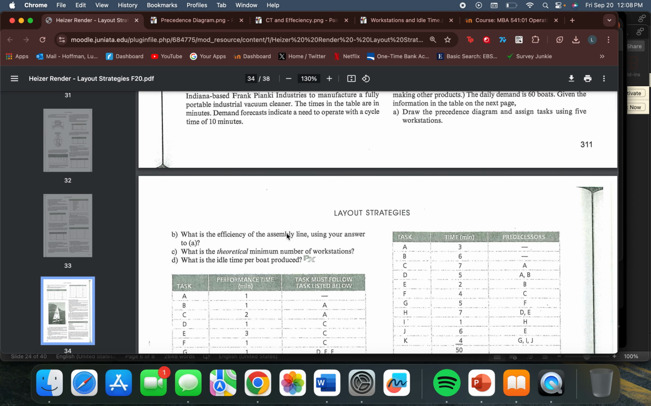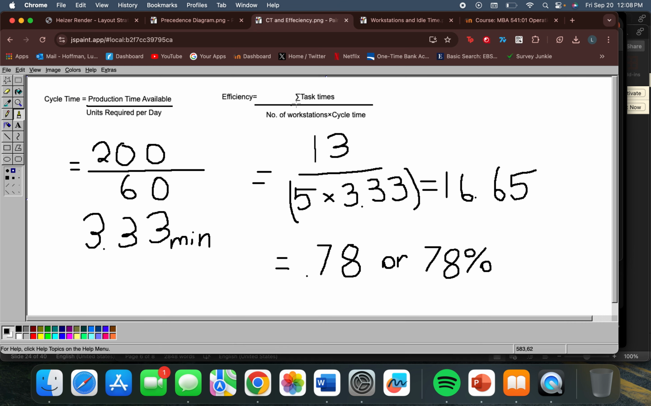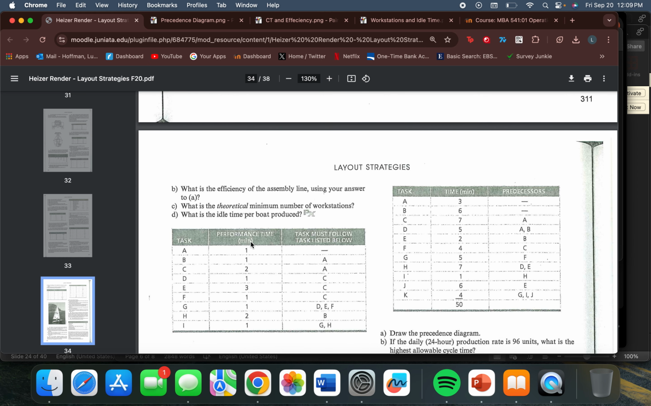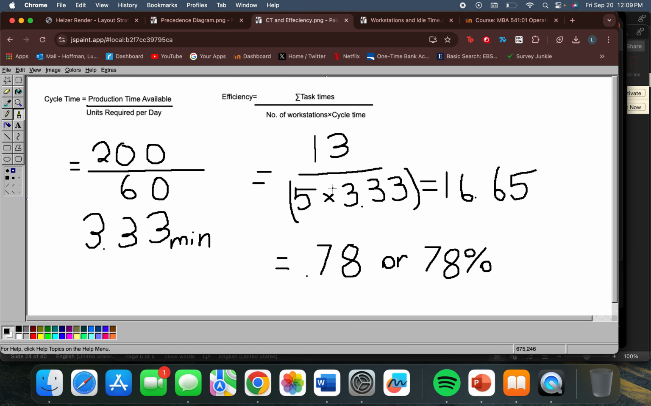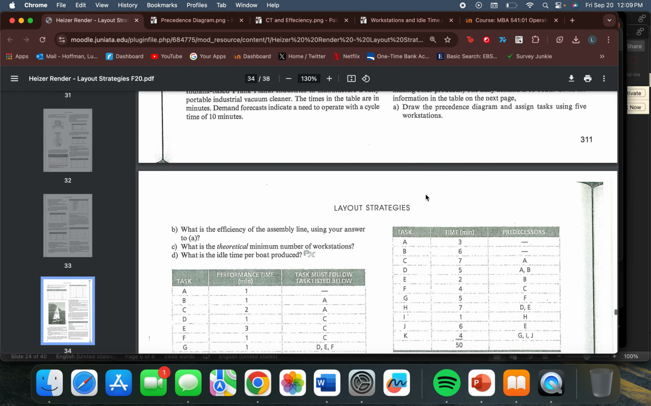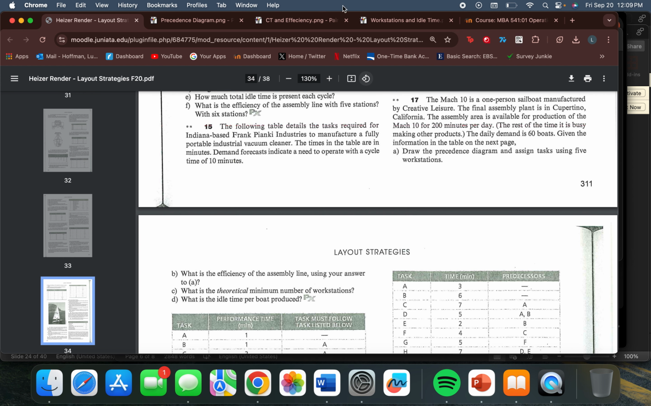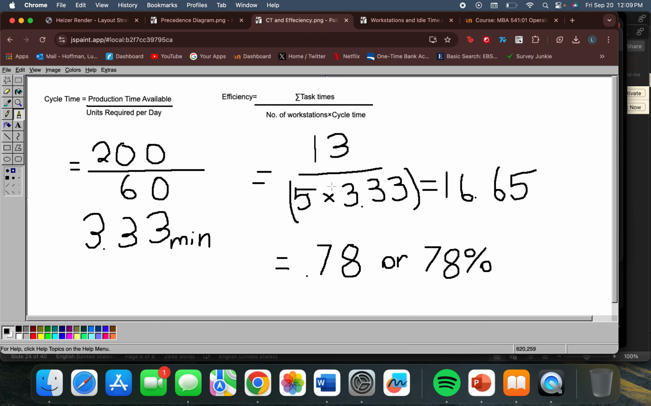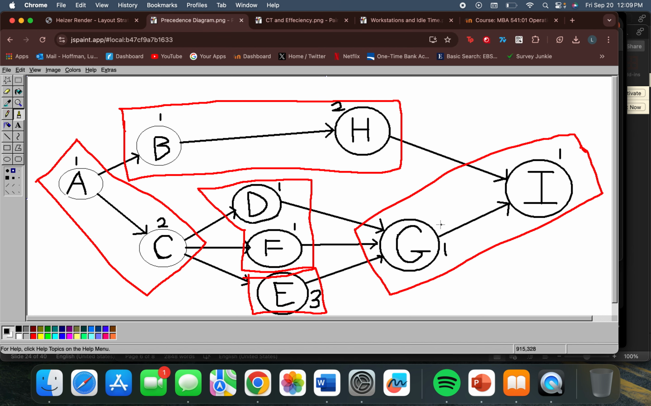Next, we're going to move on to the efficiency of the assembly line. So efficiency is the total task times, which is going to be 13 minutes. That's just adding up these numbers. Divided by the number of workstations, which is 5. It talks about that in the question, using 5 workstations. So that's going to be 5 times 3.33, because that's the cycle time. So this bottom section is going to be 16.65. So 13 divided by 16.65, you're going to get 0.78, or just 78%, which is somewhat low, but we kind of expected that when you look at the precedence diagram.